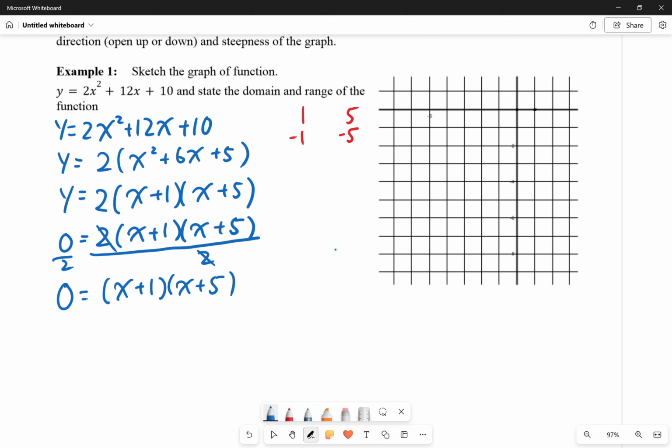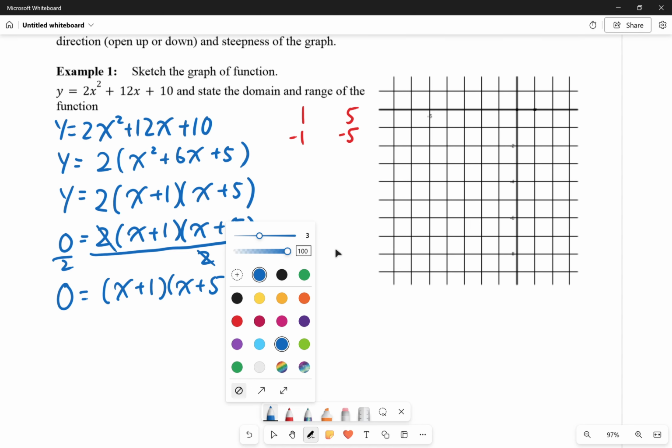Okay, so this is where the zero product theorem comes in. I have 0 is equal to 2 brackets here. These 2 brackets are being multiplied by each other. When you have situations like this, that means either this part is equal to 0 or this part is equal to 0, and you have to do them both. So let's do them both right now. Let's do this part in green.